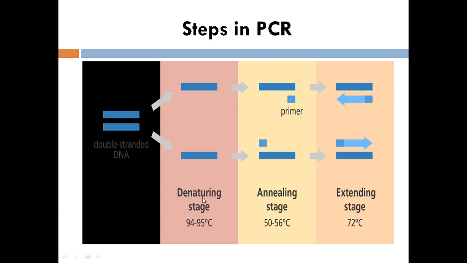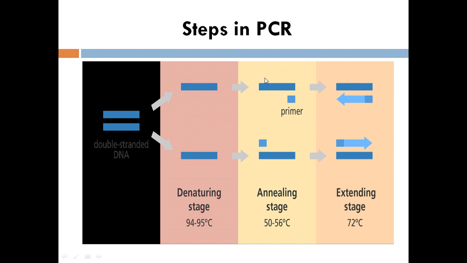That is the name, we call it denaturation. How is it possible? By giving heat. So we are going to provide heat of about 94 to 95 degrees centigrade. Automatically the bonds present between the two DNA strands will break down, and it forms two single-stranded molecules.